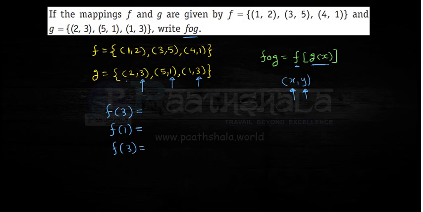So what is f of 3? 3 is the input for f. So we can see that for this input, 5 is the output. So for f of 3, the value is 5. Similarly, for this f of 3 also 5. And f of 1, 1 is the input and 2 is the output. So f of 1 will be 2.